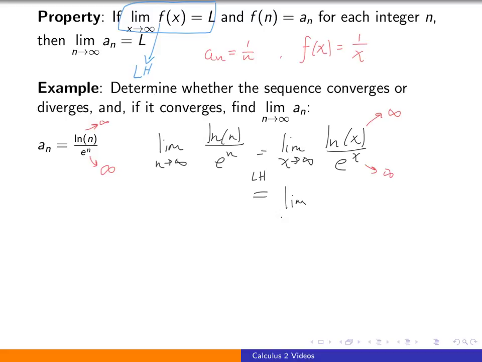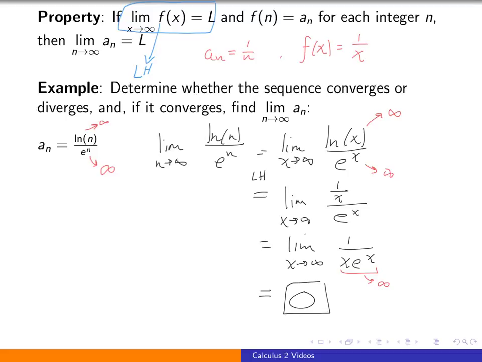So this would be the limit as x approaches infinity, take the derivative of the top, divide it by the derivative of the bottom. Doing a small bit of manipulation, this would be the limit of 1 over x e to the x. And now as x goes to infinity, we have the bottom going to infinity and the top staying fixed at 1. So 1 divided by something going to infinity gives us back 0 as the limit of the sequence. So once again, in the language that we've introduced, we would say the sequence converges to the number 0.